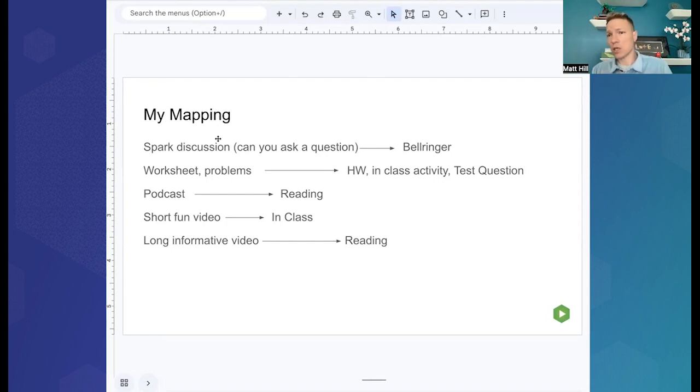So if you can ask a question, I use it as a bell ringer. If it's some sort of worksheet, I'll use it as an in-class activity, or I'll use it on a test. For podcasts, so if there's a really good podcast, I use that as a reading outside the classroom. So I always make a joke. I say, all right, here's the podcast that's assigned, read it on your own. You can listen to it on the way to class.